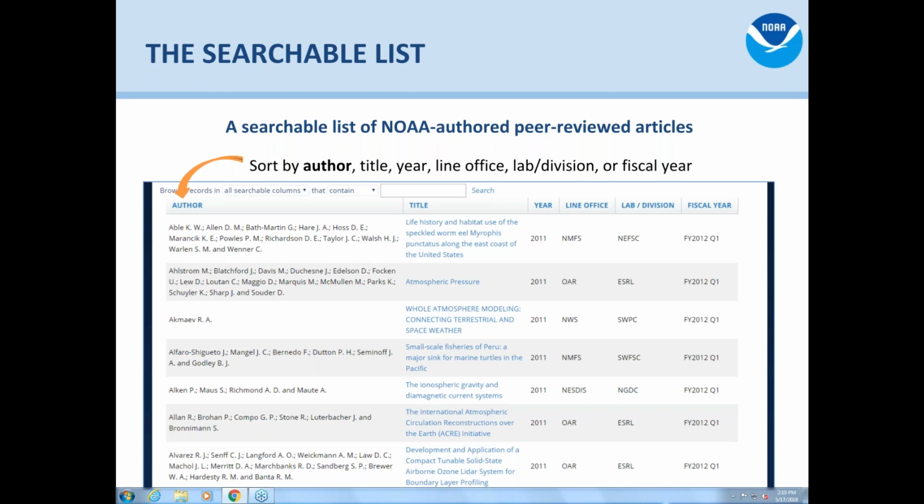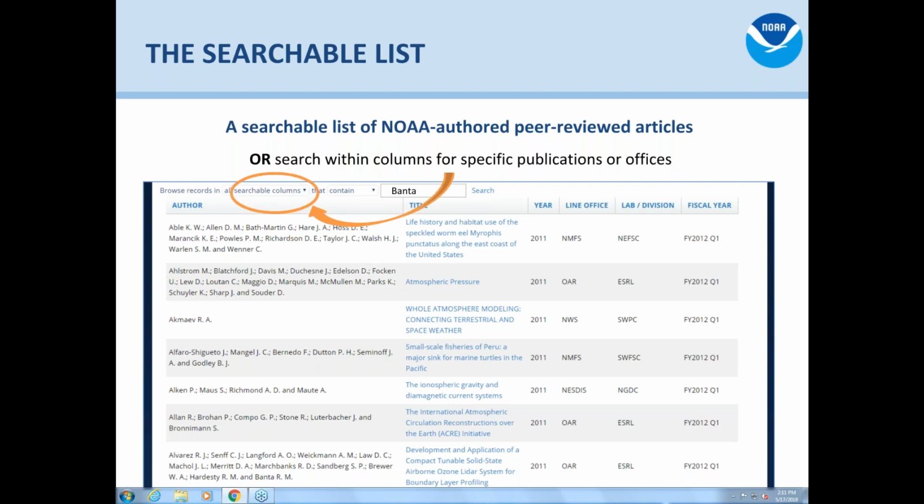The list is sortable by all the different columns, so author, title, line office, lab. It's also searchable by each of those columns. You can find your article, you can find articles with certain terms in the title, a particular lab, or just collect everything from a quarter. And there is a CSV file made available that pairs with this that is downloadable at the website.